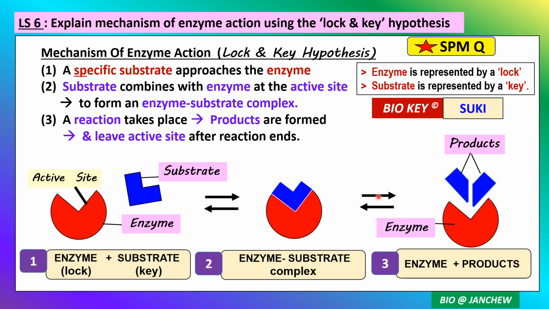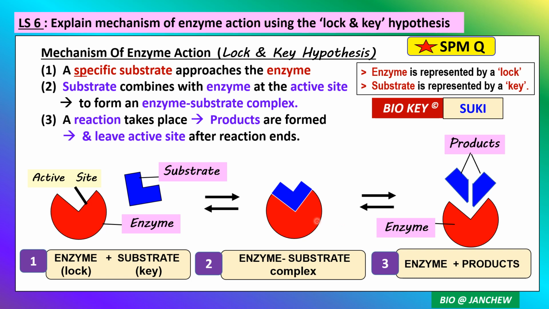So what does this lock and key hypothesis show us clearly? Firstly, it shows us that enzymes are specific in their action because the shape of the active site must match the shape of the specific substrate for the enzyme substrate complex to be formed and a reaction to occur. And it also shows us that the enzymes remain unchanged after a reaction. Okay, and of course overall it shows us the mechanism of enzyme action.